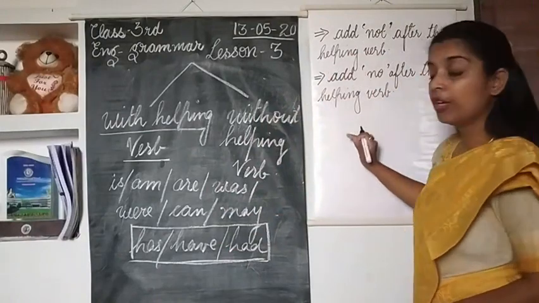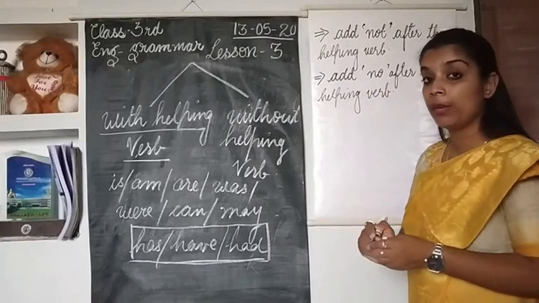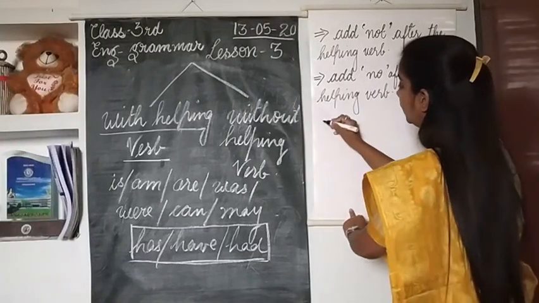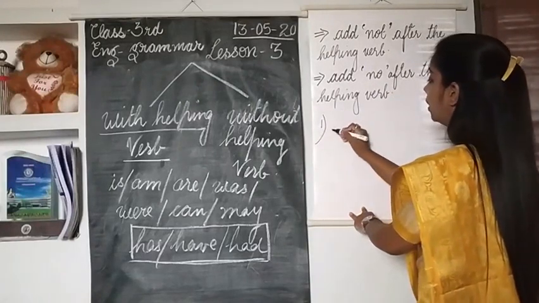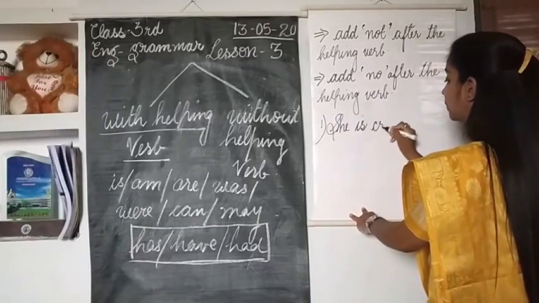I am going to give one example here. After that, I'll give you a few more examples to make it more clear. Suppose this is a sentence: she is crying.